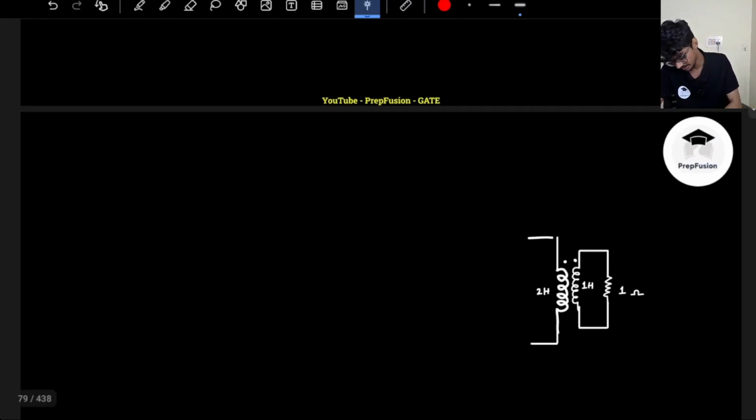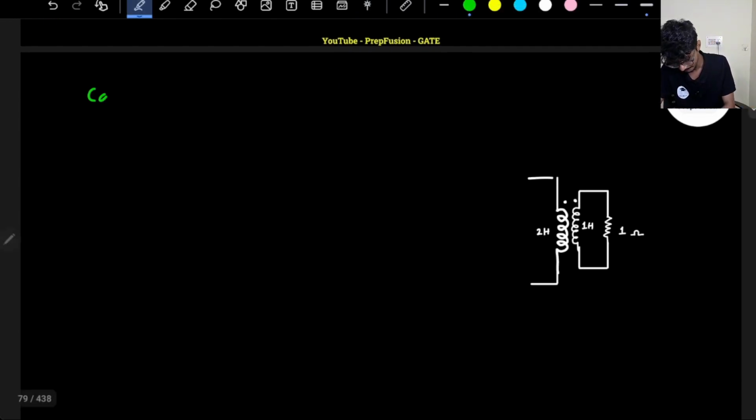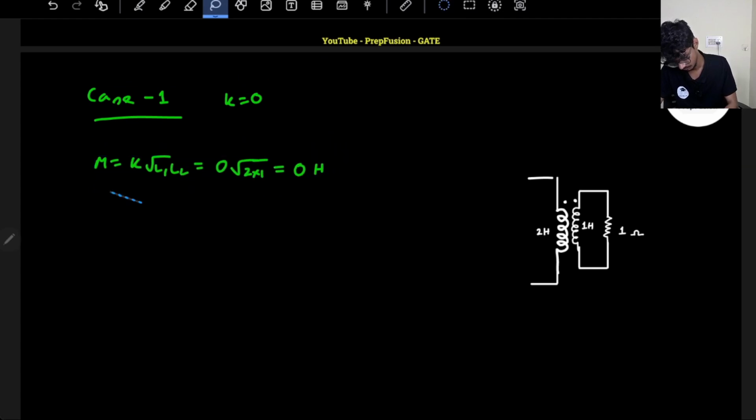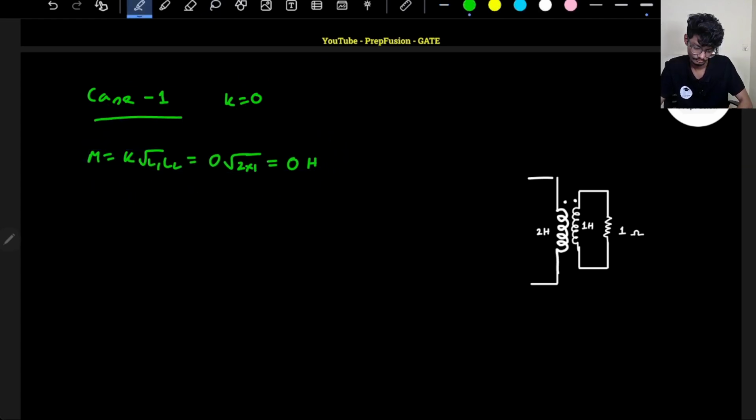So first, case 1: if k, the coefficient of coupling, is 0, what is my M? M is k into under root L1 L2. So k is 0, and I don't care whatever the under root L1 L2 value is, this will come out to be simply 0 Henry.